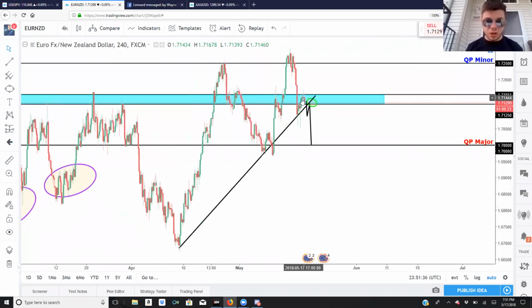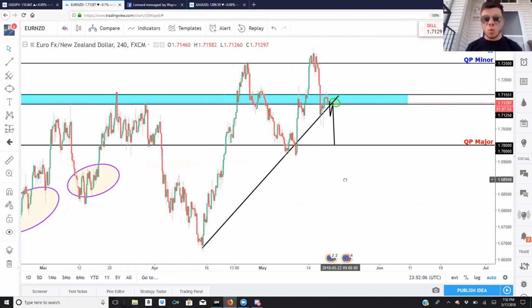We're waiting for this to do what? Do exactly what it did up here, where it broke below and then it retested both the trend line and this zone. Okay, this may not be a major area or a minor quarter point, but it is a support and resistance. Well, support becoming a resistance if it retests here and closes below. Okay, so when that retests as a resistance and retests below this trend line, I will be looking for a sell.